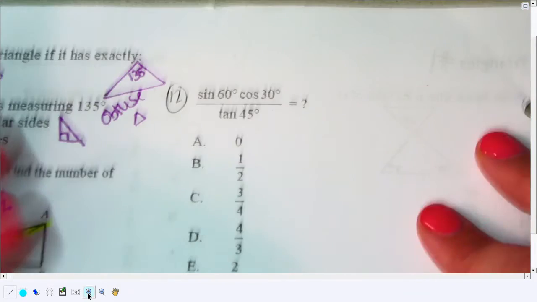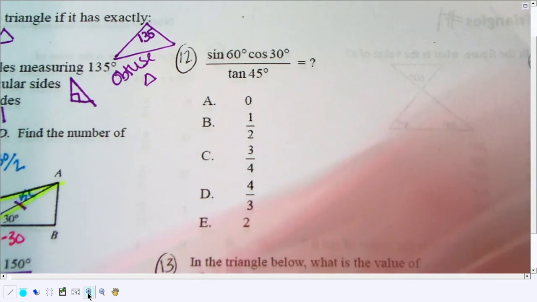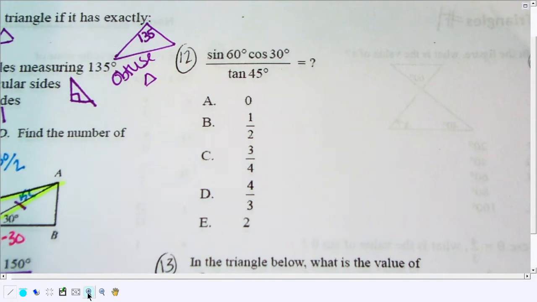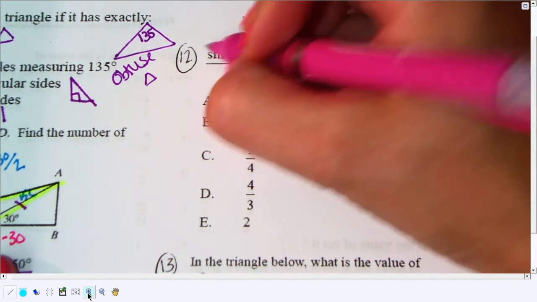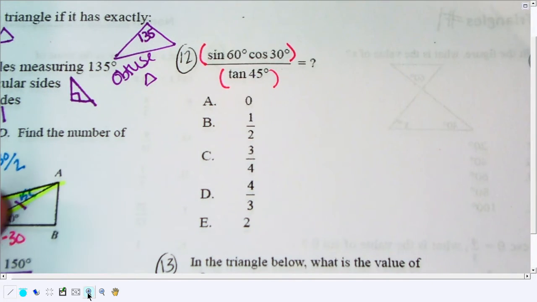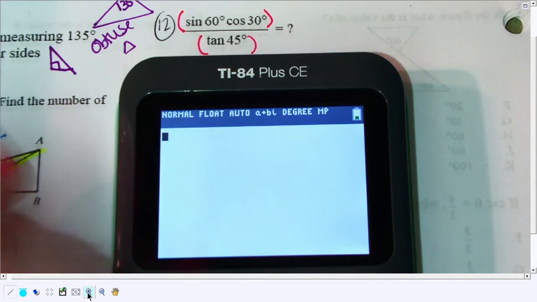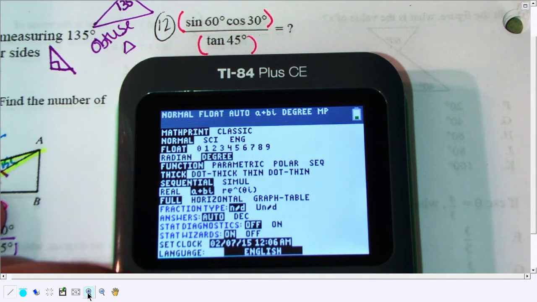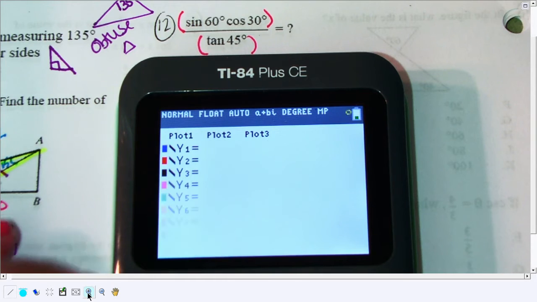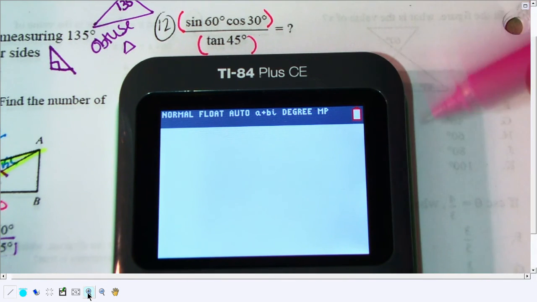All right, next one. Couple ways to do these. If you have memorized these special trig ratios, then awesome, use them. If you don't, I would recommend putting the numerator in parentheses and the denominator and just doing it in your calculator. So to do it in your calculator, it's got to be in degree mode. I press mode, go down, degree is highlighted, so I can quit out. Also, if you have a newer calculator, it should tell you right here.